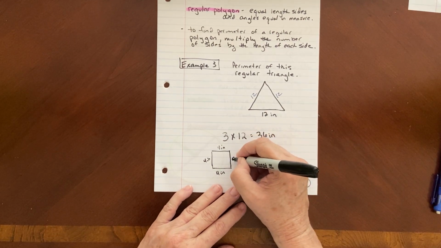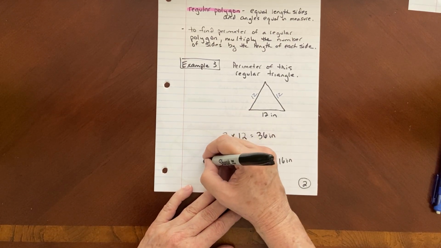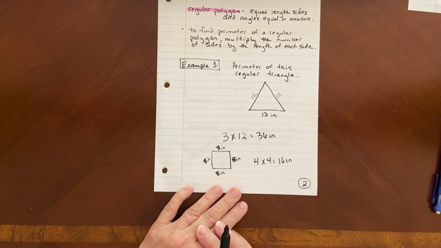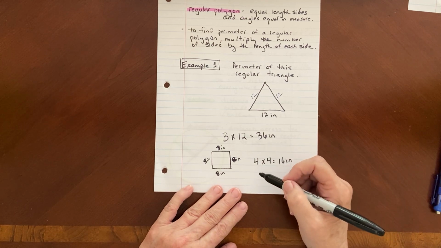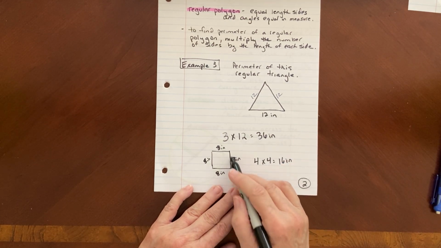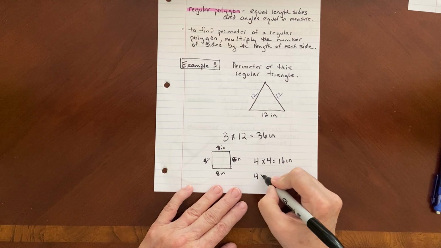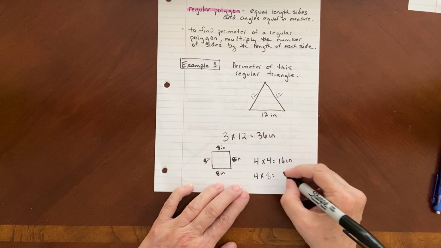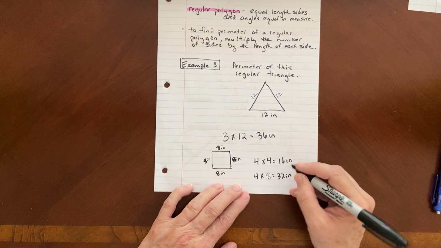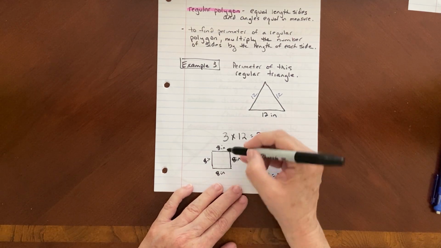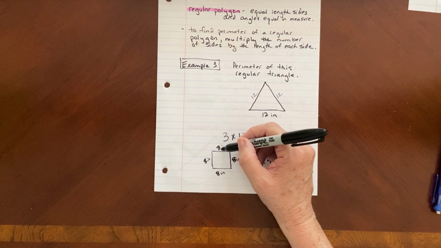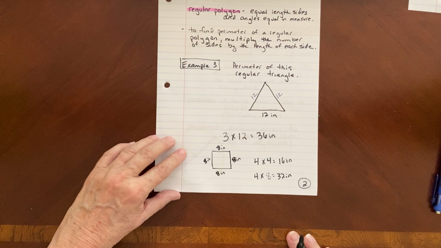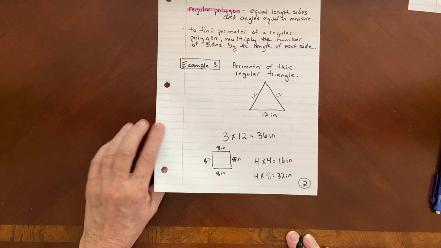Let's say that this was 8. I'm going to change it up. Okay, so pretend like that's a new rectangle, a square, regular quadrilateral. So how many sides do I have? I have 4. And what's the length of one of those sides? 8. So what's the distance around that? 32 inches. 8 plus 8 is 16, plus another 8 is 24, plus another 8 is 32. So that's how you can do the perimeter of regular polygons.